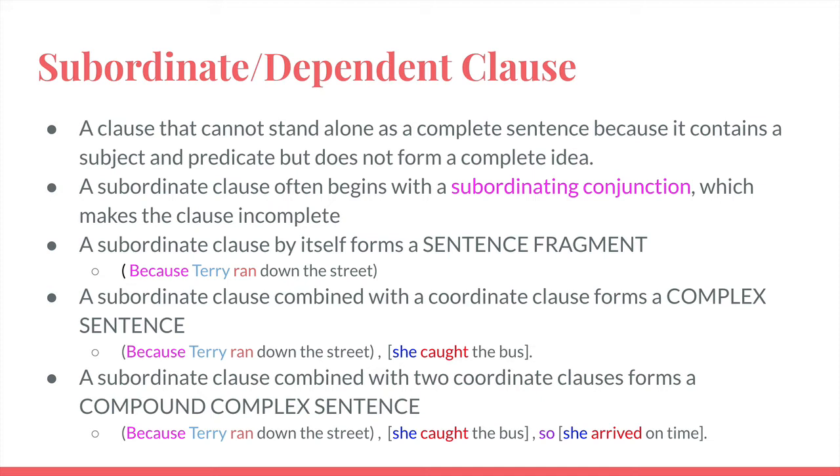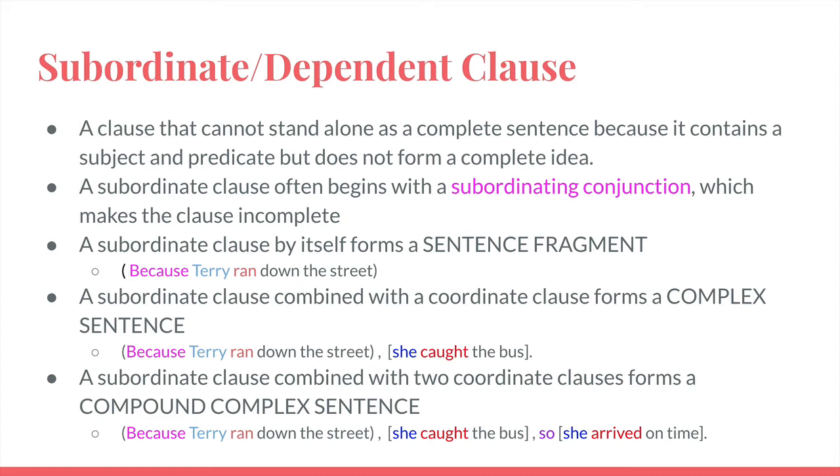You don't want to put a subordinate clause in a piece of writing just sitting by itself unless you're doing it very, very deliberately. And in some creative pieces, sometimes a high quality subordinate clause sitting alone as a sentence fragment draws the reader's attention and does something cool. But oftentimes it's sitting there signaling that it's an error. So you just want to be very, very careful. And for most purposes, you'll want to avoid a fragment. Something like, because Terry ran down the street.